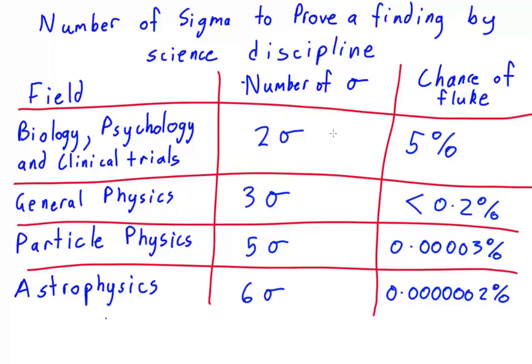In biology and psychology and clinical trials, generally it's expected that you will get at least 5% significance, or at least 2 standard deviations away from the null hypothesis. However, this does mean that 5% of all the studies in theory will actually be false positive results, where something occurred just by random chance rather than it actually being a new discovery. Now, most physics journals require 3 sigma. That means that the chance of a fluke is less than 0.2%.